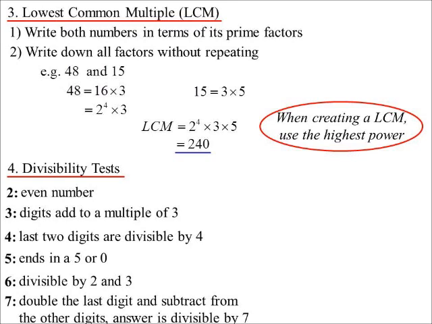Like 7 goes into 14 and 7 goes into 1. But, all right, let's test it. Double the last number, 14. Take it away from the other ones, we get 0. Well, 0 is divisible by everything, so yes, divisible by 7.